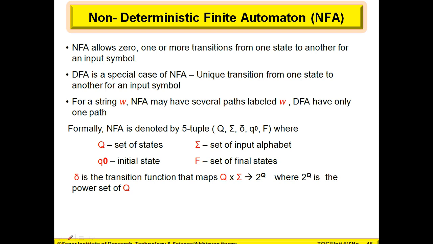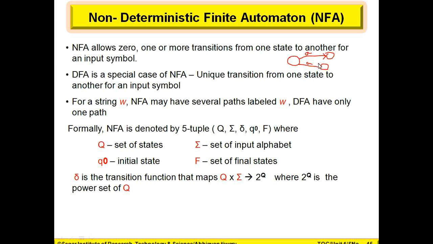So we know in a DFA, from a state for a single input we have only one output state, and in case of an NFA, from a state for a single input, that is A, we have multiple output states, and it is possible in case of an NFA only. In case of a DFA this is not possible.